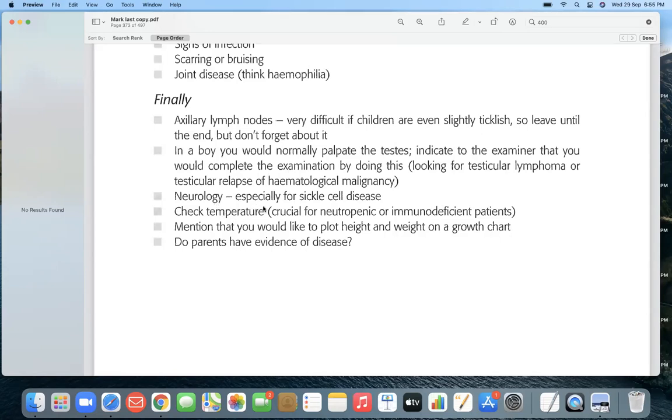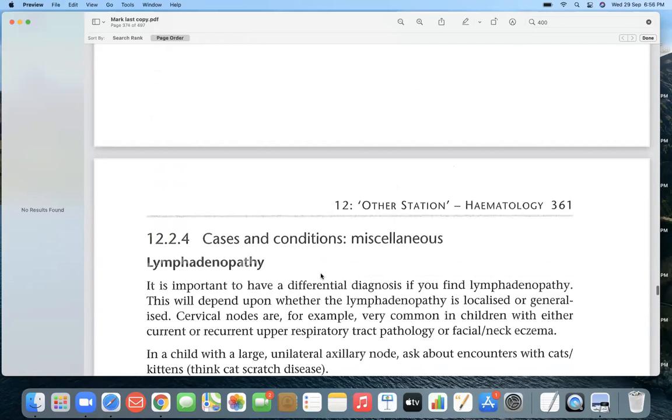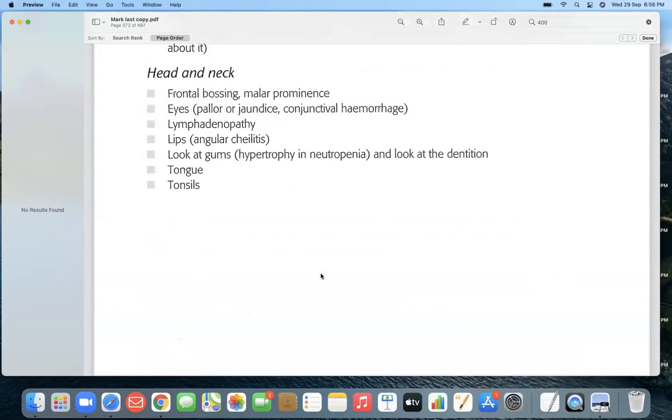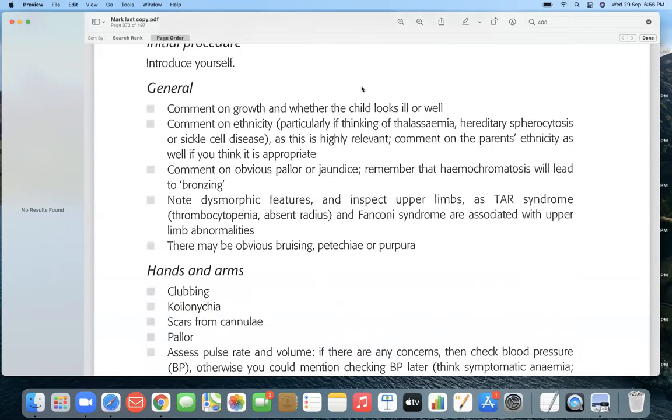Okay. So in neurology, neurological examination, especially in children with sickle cell disease, check temperature, crucial for neutropenic and immunodeficient patients. Mention that you would like to plot height and weight on the growth chart, and ask whether the parents have evidence of the disease. So here, some of the important things, we'll just go through fast. This is general examination, which we all know. Here only one more thing: if you're thinking of TAR or Fanconi's, there can be some upper limb deformity that you have to keep in mind.